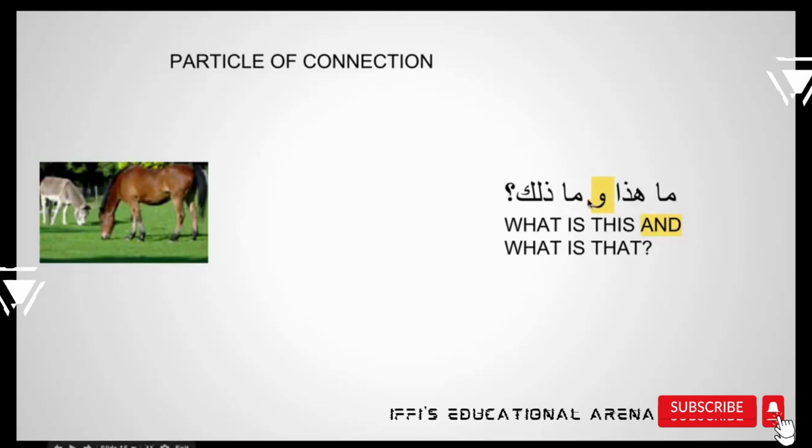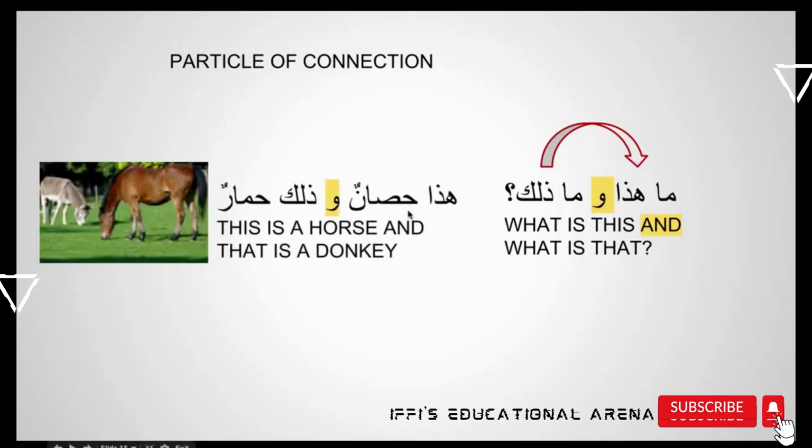Ma hadha wa ma dhalika, and the question ends here. So what is this and what is that? The part which comes after wow is still connected to the same thing. So we have the same thing with the answer. We have to say hadha hisanun, this is a horse, but our answer is not complete. We say wa dhalika himarun, and that is a donkey. So dhalika himarun is connected to hadha hisanun, because hadha hisanun is an answer and this is a part of the same answer. So let me give you another example to make it clear.